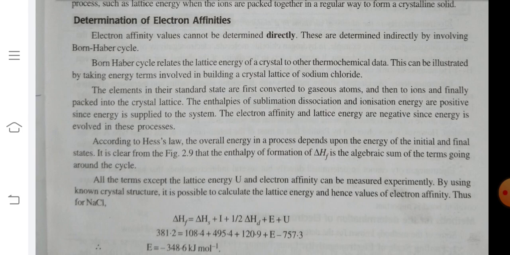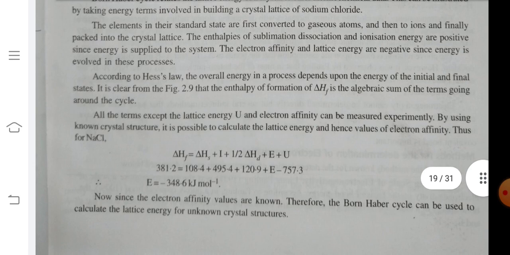Determination of electron affinities. Electron affinity values cannot be determined directly. These are determined indirectly by involving the Born-Haber cycle. The Born-Haber cycle relates the lattice energy of a crystal to other thermochemical data. This can be illustrated by taking the energy terms involved in building a lattice of sodium chloride. The elements in their standard state are first converted to gaseous atoms, then to ions, and finally packed into the crystal lattice. The enthalpies of sublimation, dissociation, and ionization energy are positive since energy is supplied to the system. The electron affinity and lattice energy are negative since energy is evolved in this process.